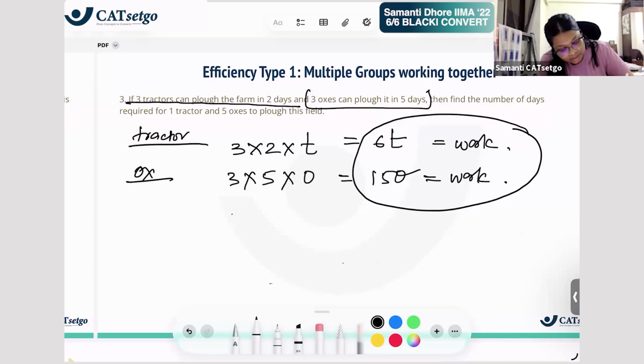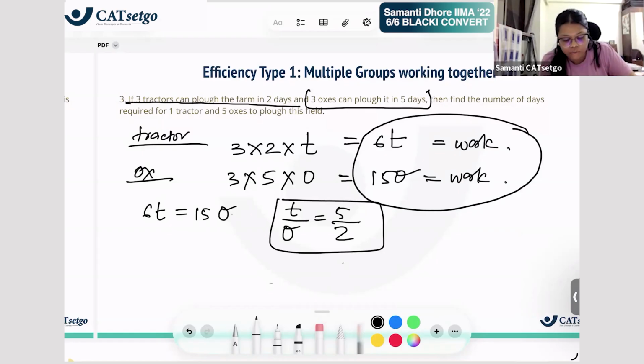ठीक है. So this gives me 6T is equal to 15O. So T by O is 5 by 2. उल्टा लिया था, अच्छा हो गया, डिक्रीज किया. ठीक है. तो this gives me मेरा T का वैल्यू 5 और O का वैल्यू 2.